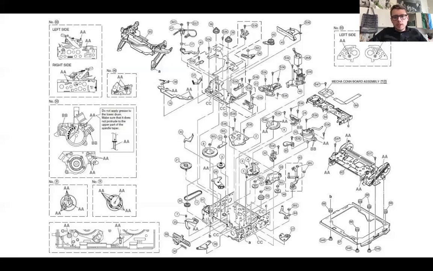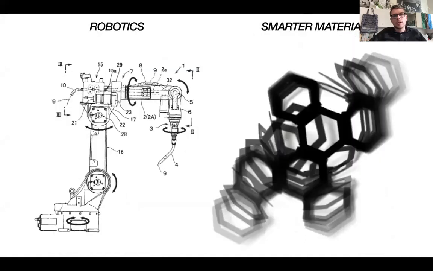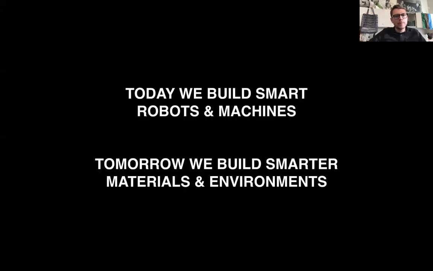So all of this research is really trying to address how we build things and how we make the things that we build smarter and smarter. And rather than going towards electromechanical robots as the only way to make smart things, we focus on smarter materials, embedding information in those materials so they can sense, transform, assemble themselves, et cetera. So we believe today we build smart machines and smart robots. Tomorrow we'll build smarter materials and environments.